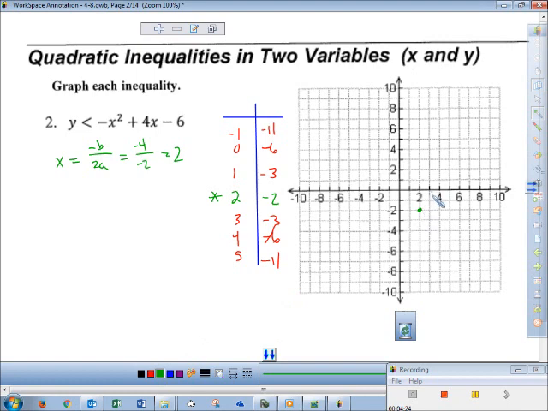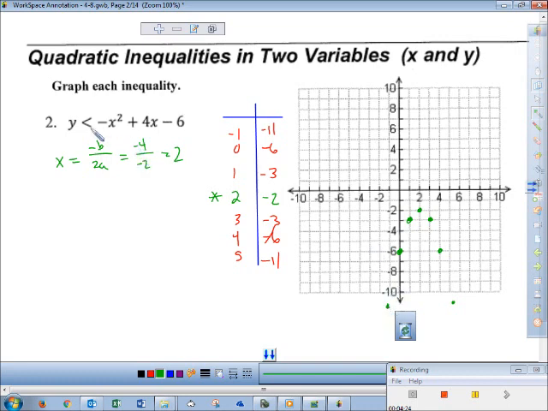(3, -3). You can see that this parabola should be opening down, hence the a value. So it makes sense that that was a maximum. (4, -6) and (0, -6). There's our y-intercept. And (5, -11). I'll go ahead and put that. It's pretty close. (-1, -11).